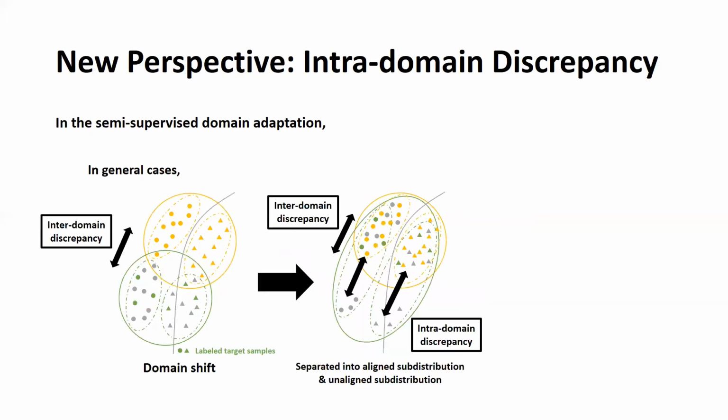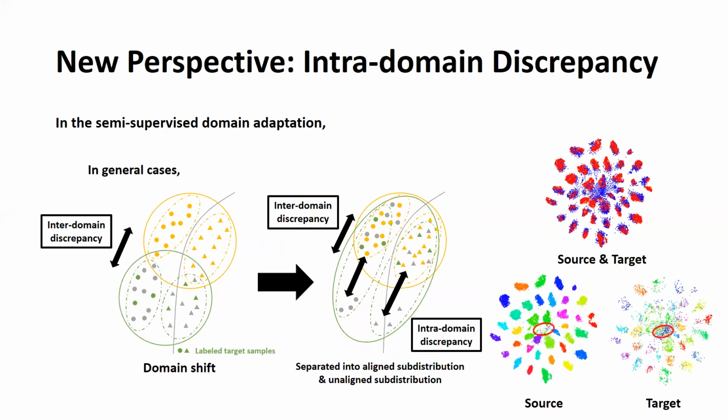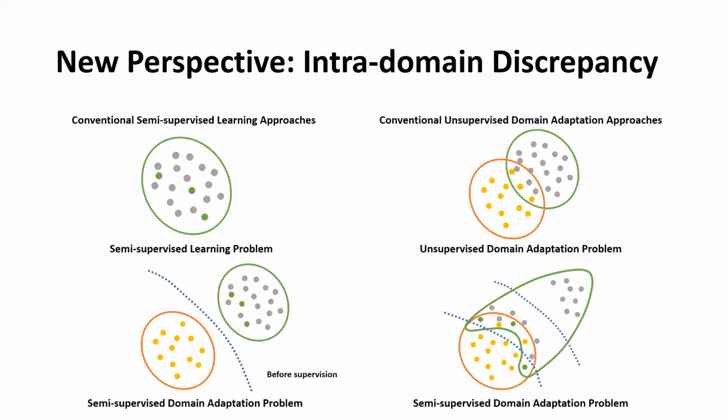But in general, the target feature distribution is deterministically separated into the aligned subdistribution and the unaligned subdistribution, causing the intra-domain discrepancy within the target domain. Here, we use the term subdistribution for representing probability distributions with total probability less than 1. And I'll call this subdist for convenience.